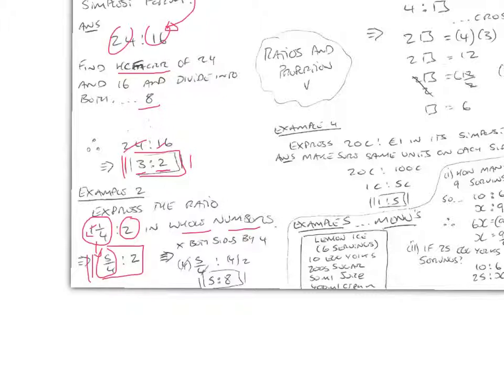Now we're looking to get rid of the 4, so we multiply both sides by 4. These 4's will cancel out, and 4 2's are 8. So the answer is 5 is to 8. 1 and 1/4 to 2 is the very same as 5 is to 8, but at least this time we have whole numbers to work with.